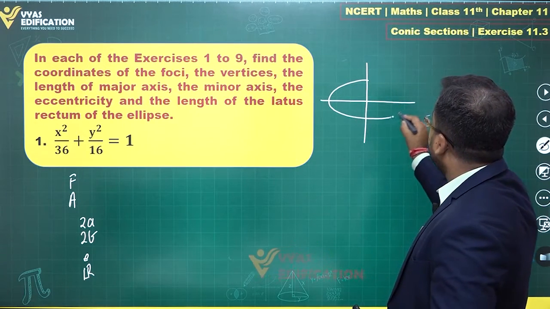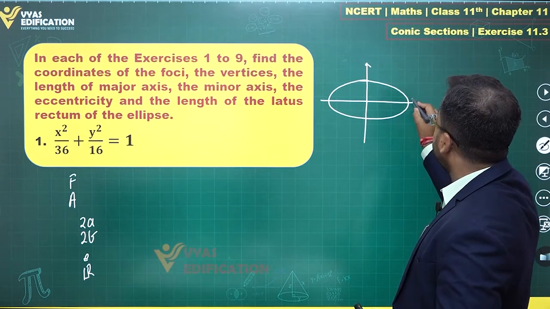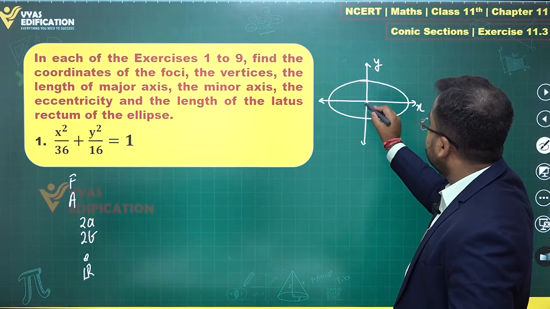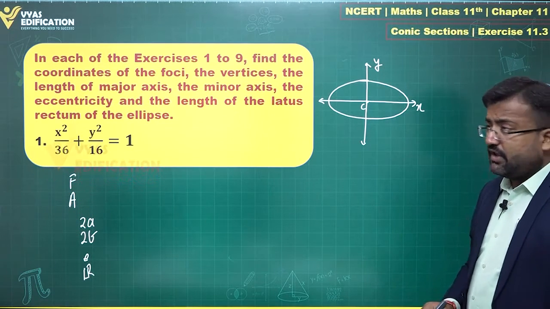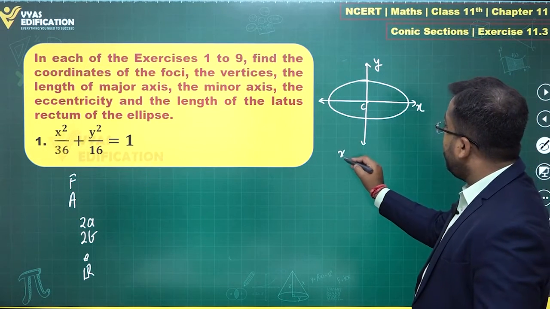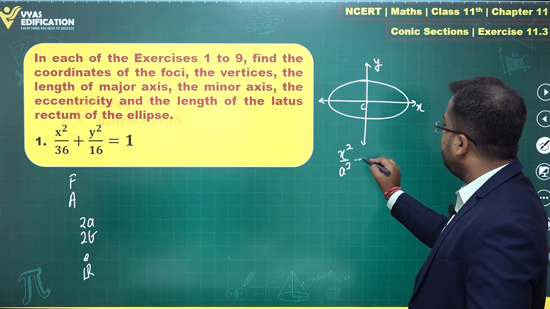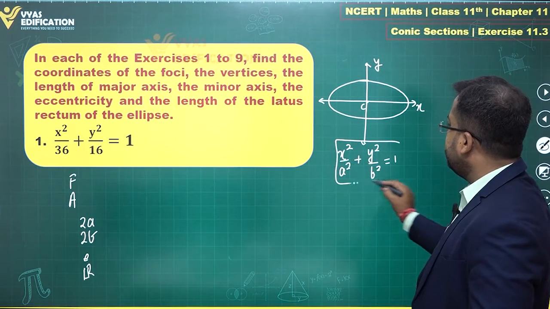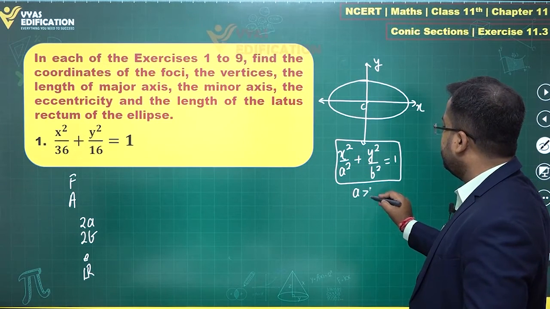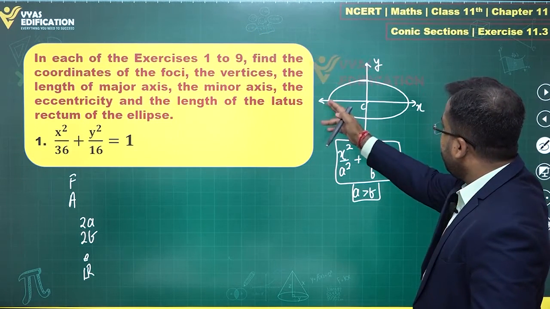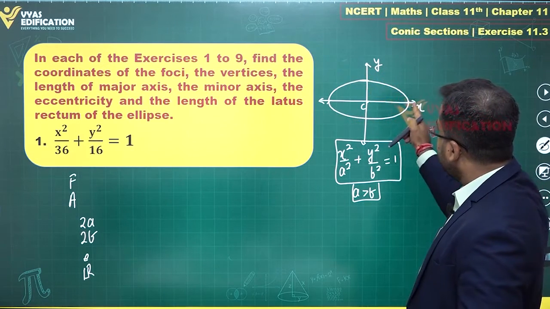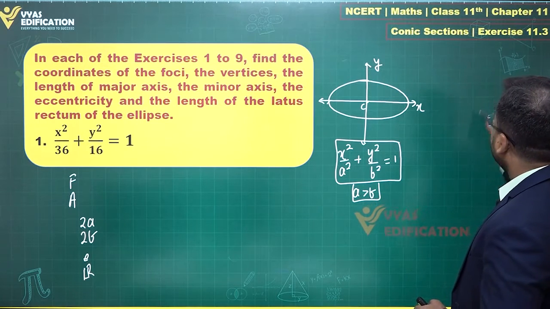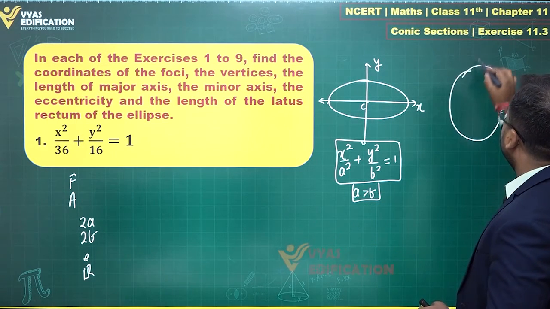If the major axis lies along the x-axis, this is the x-axis, this is the y-axis, this is the center, which is the origin as well. So if we have x square upon a square plus y square upon b square equals 1, this is the equation of ellipse where a is greater than b, then the x-axis will be the major axis and these points will be the vertices of this ellipse. The other form is this.